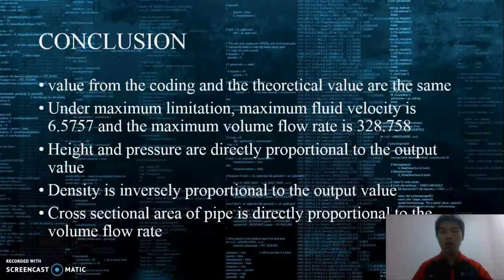So based on all the conclusions that we listed, we have already fulfilled and achieved the objective. So based on the report, we have achieved our objective.